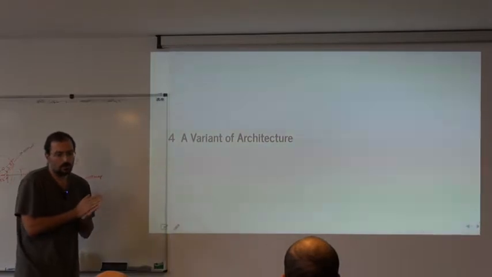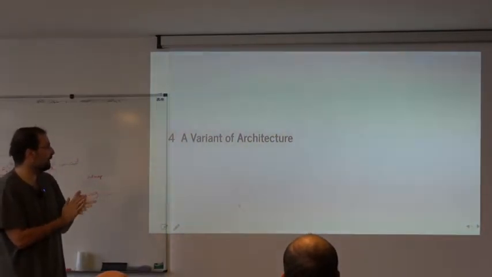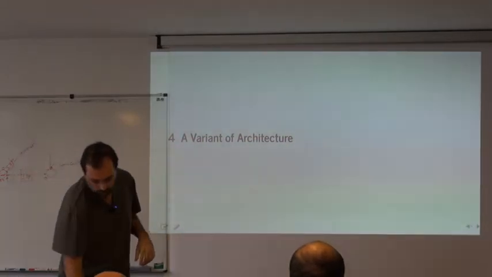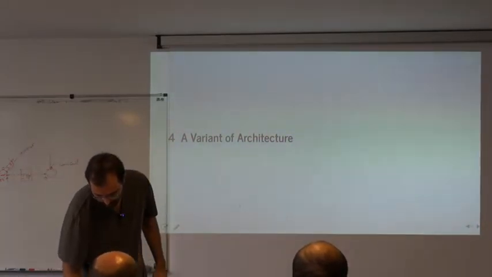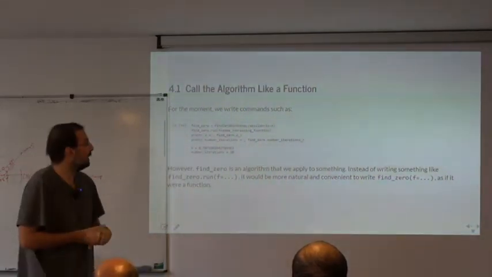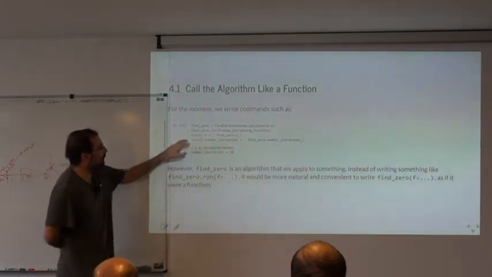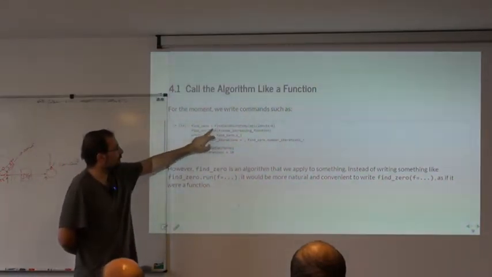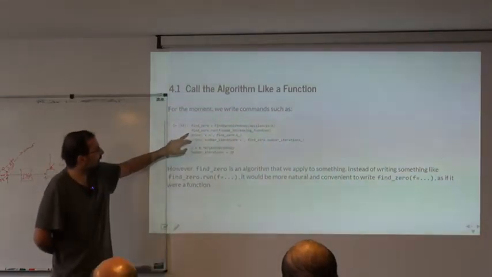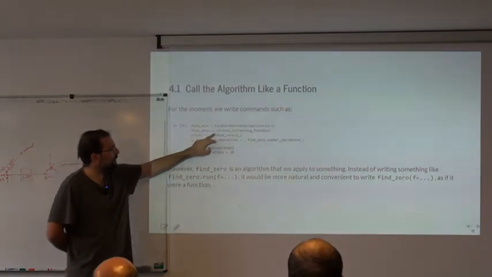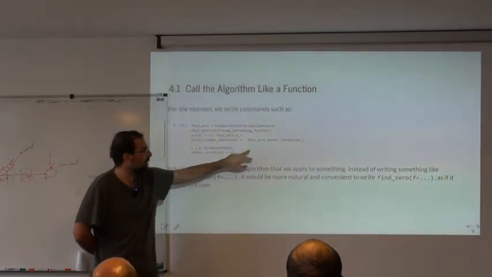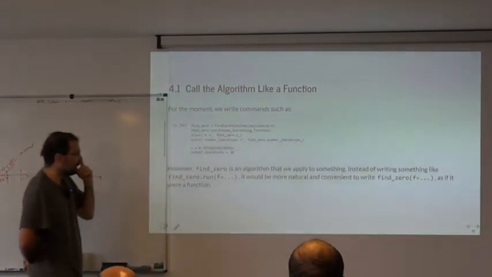Okay, so now I will propose a variant of this architecture with two little modifications, and we can discuss afterwards if you find it good or not. So, for the moment, what do we do? I define the find zero algorithm by calling the class, for example, find zero dichotomy with some parameter. Then I can do find zero dot run on some increasing function, and then I will ask the value of the underscore, or the number of iterations, or underscore.